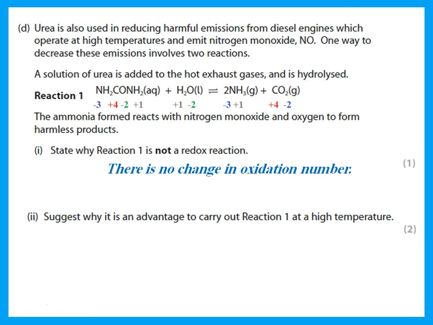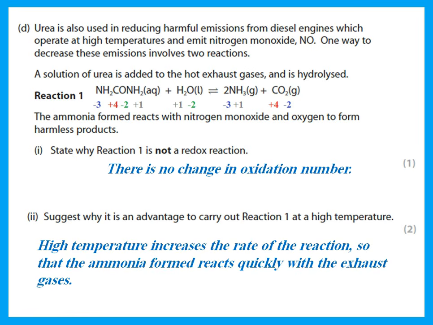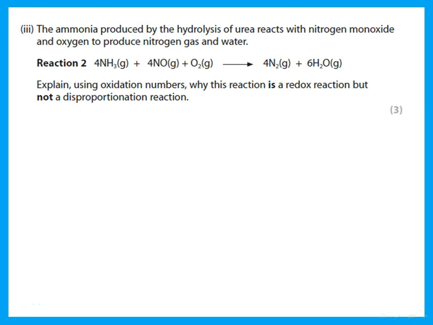So state why it's an advantage to carry out reaction 1 at a high temperature. Of course, the high temperature would increase the rate of the reaction, so the ammonia formed will react quickly with the exhaust gas. Then he says the ammonia produced by the hydrolysis of urea reacts with nitrogen monoxide and oxygen to produce nitrogen gas and water, and he gives me the equation. And he says, explain using oxidation numbers why this reaction is a redox reaction but not a disproportionation reaction.